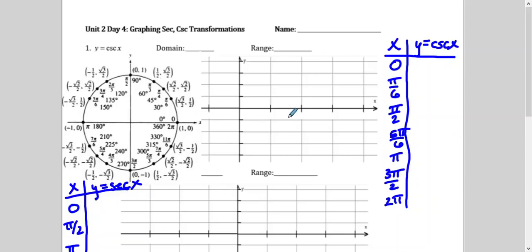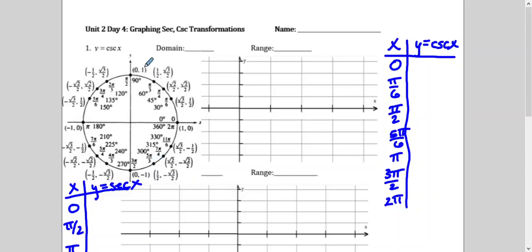Hello pre-calculus students. Today we're going to be graphing secant and cosecant and their transformations. You'll remember that cosecant is the reciprocal of the sine function and secant is the reciprocal of the cosine function, and you'll be able to see that in their graphs when we graph these.